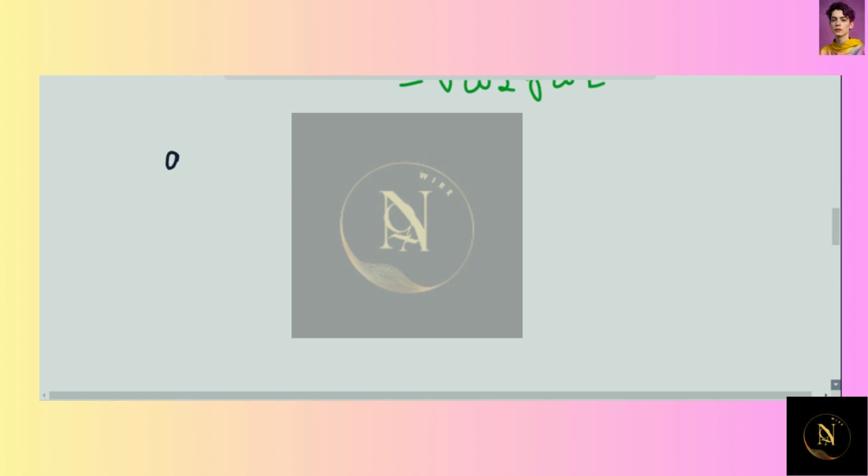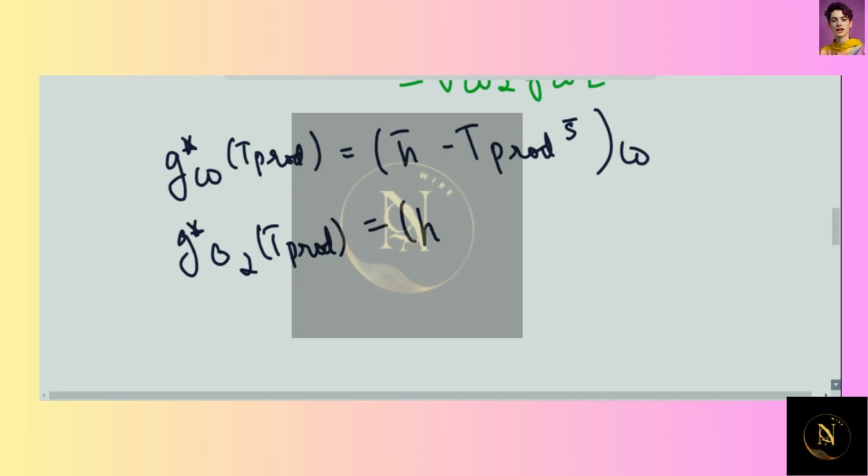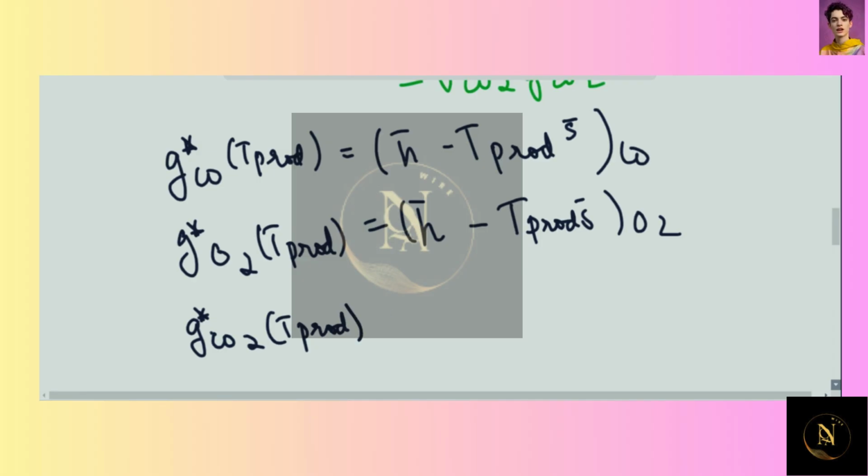So the Gibbs functions are defined as G star CO at T of product equals H bar minus T of product S bar CO, G star O2 at T of product equals H bar minus T of product S bar O2, G star CO2 at T of product equals H bar minus T of product S bar CO2.